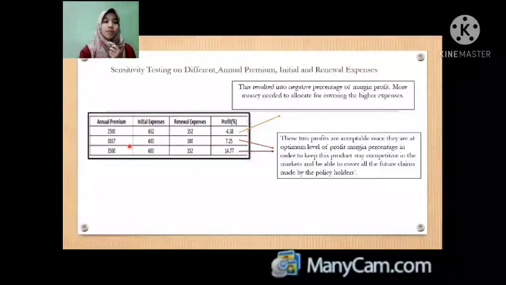Okay, next we keep the premium constant and we reduce the initial expenses and renewal expenses to 600 and 100 respectively. We get our profit at 7.25%. And then lastly, we raise the annual premium to 3,500, reduce the initial expenses to 600 and keep the renewal expenses constant as the original, and lastly we get the profit at 14.77%. These two profits are acceptable since they are at an optimum level of profit margin percentage in order to keep this product competitive in the market and also be able to cover all the future claims made by the policyholders. That's all the explanation for sensitivity testing and profit margin.